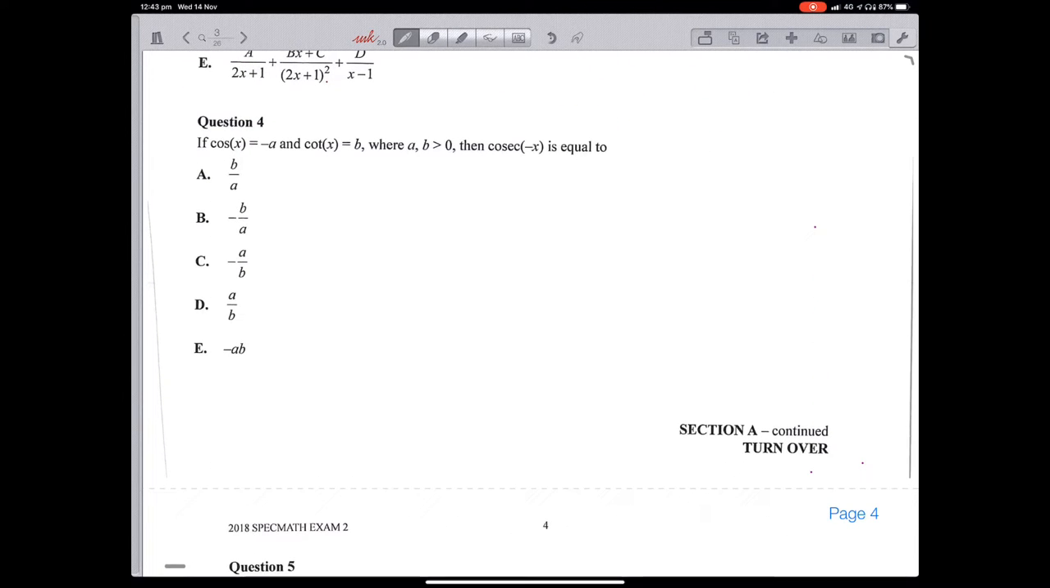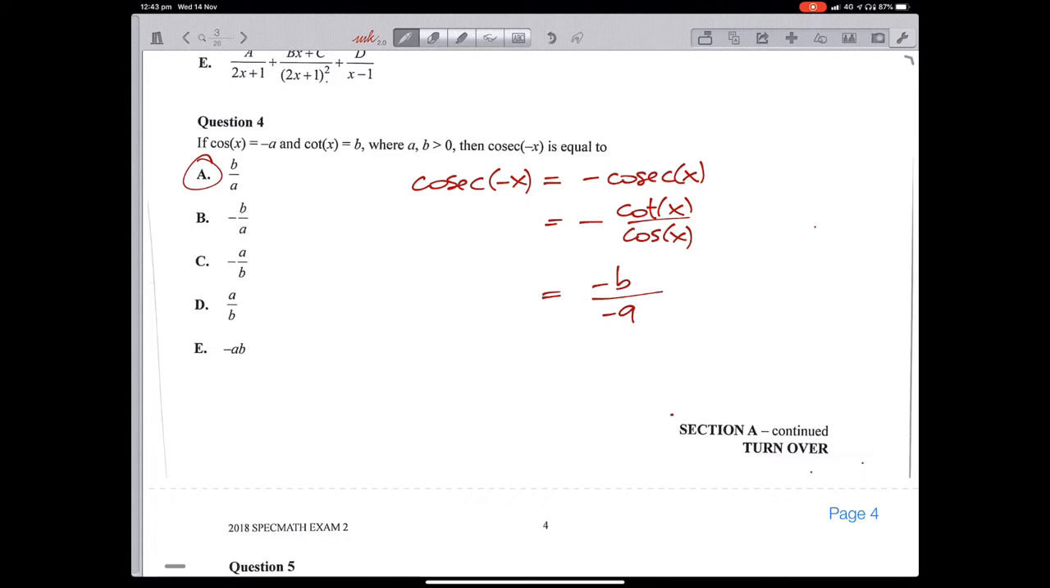Okay, cos of x equals negative a. Cot of x is negative b. Cosec of negative x is equal to negative cosec of x. Cosec is 1 on sine, which is also cot on cos, so negative cot on cos. Now we know that cot is b, so negative b on cos x, which is negative a, so it's just going to be b on a.